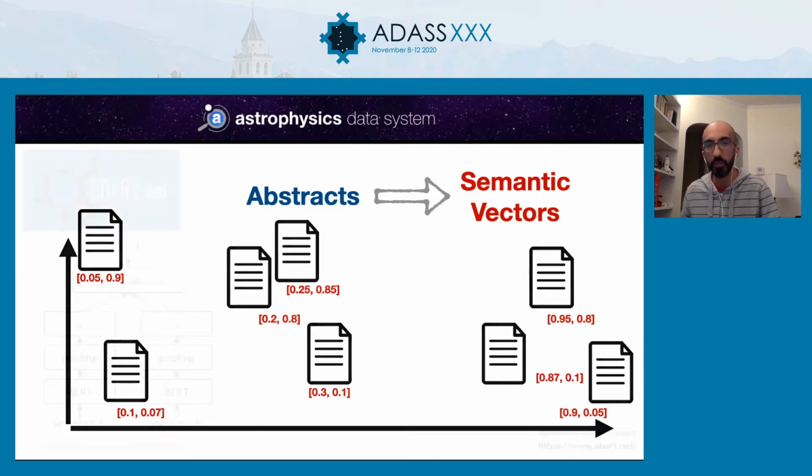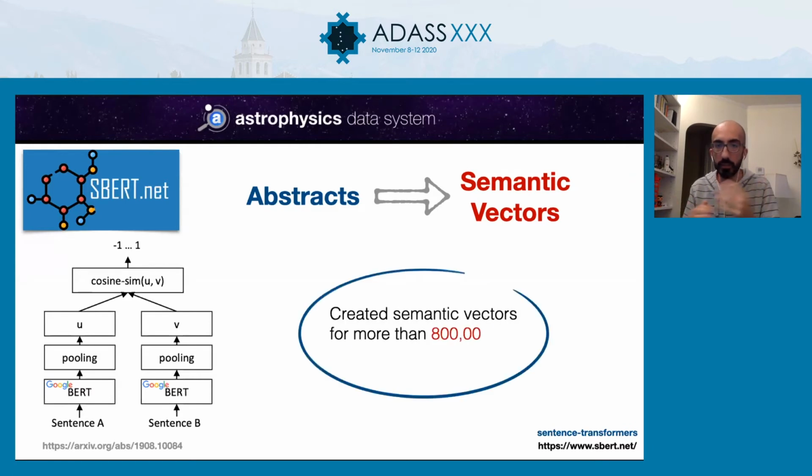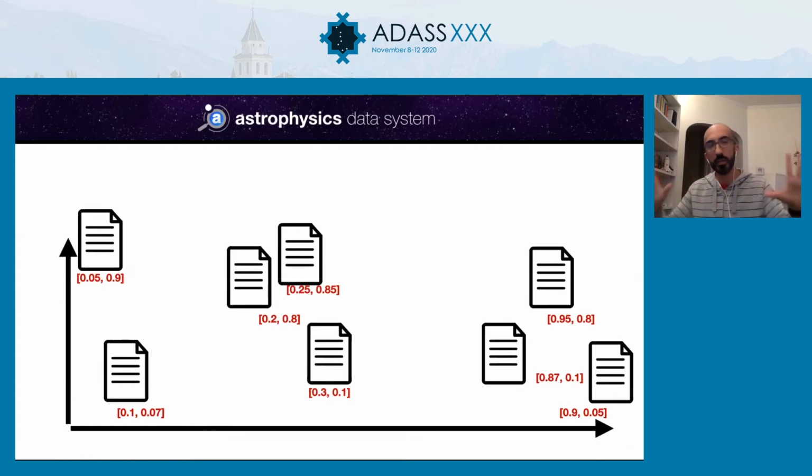That's what we've done using something called sentence transformers, specifically SBERT. I will not go into the details. Basically, this uses the language model from Google named BERT, and we've again created a selection of 800,000 abstracts for which we have computed all these semantic vectors, so that we have all these abstracts in this multidimensional space.